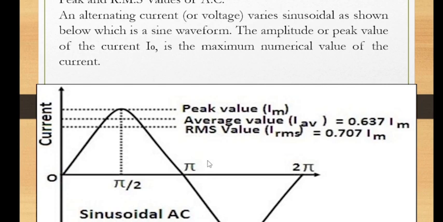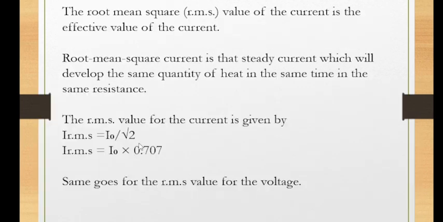So let's go back to the next slide. It's equal to I naught divided by root 2. So the RMS value of the current, I_RMS, is given by I naught divided by root 2. Then I naught can now be what? I_RMS times root 2. That is, the peak current I naught can now be given as I_RMS times root 2.